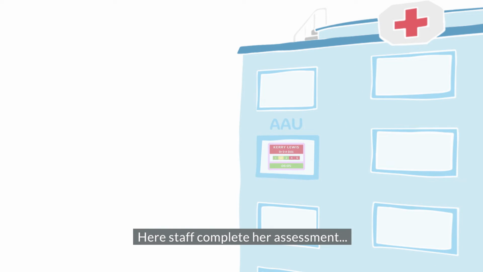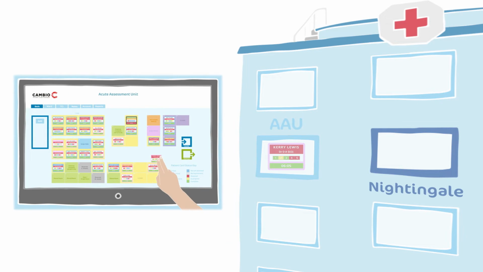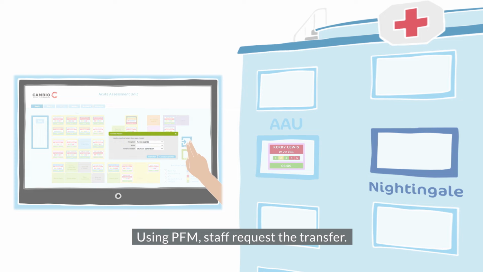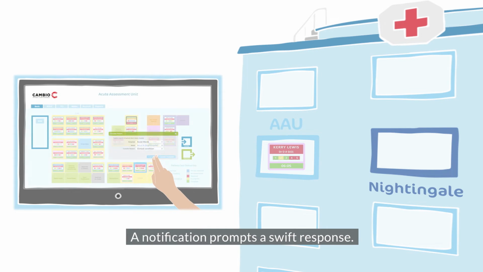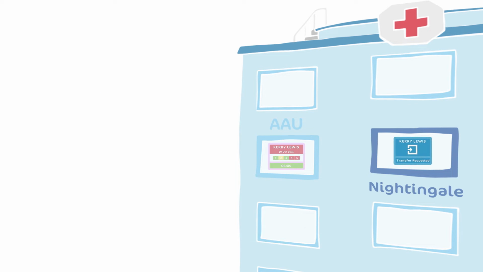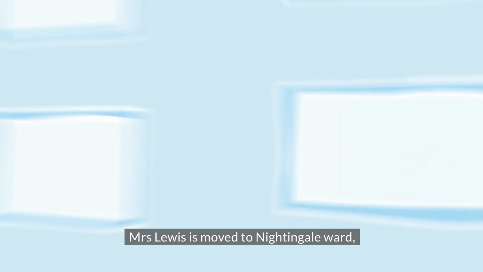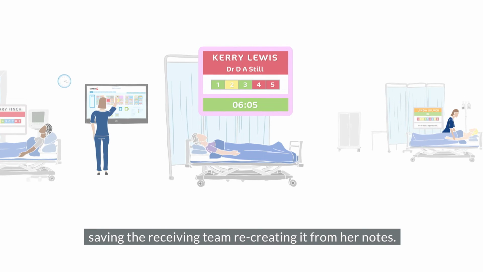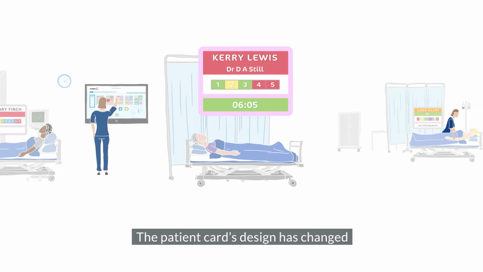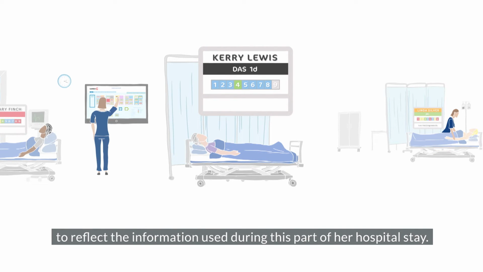Here staff complete her assessment and use PFM's advanced bed management features to find her an appropriate bed. In this instance, on Nightingale ward. Using PFM, staff request the transfer. A notification prompts a swift response. Mrs. Lewis is moved to Nightingale ward, along with all her data, saving the receiving team recreating it from her notes. The patient card's design has changed to reflect the information used during this part of her hospital stay.